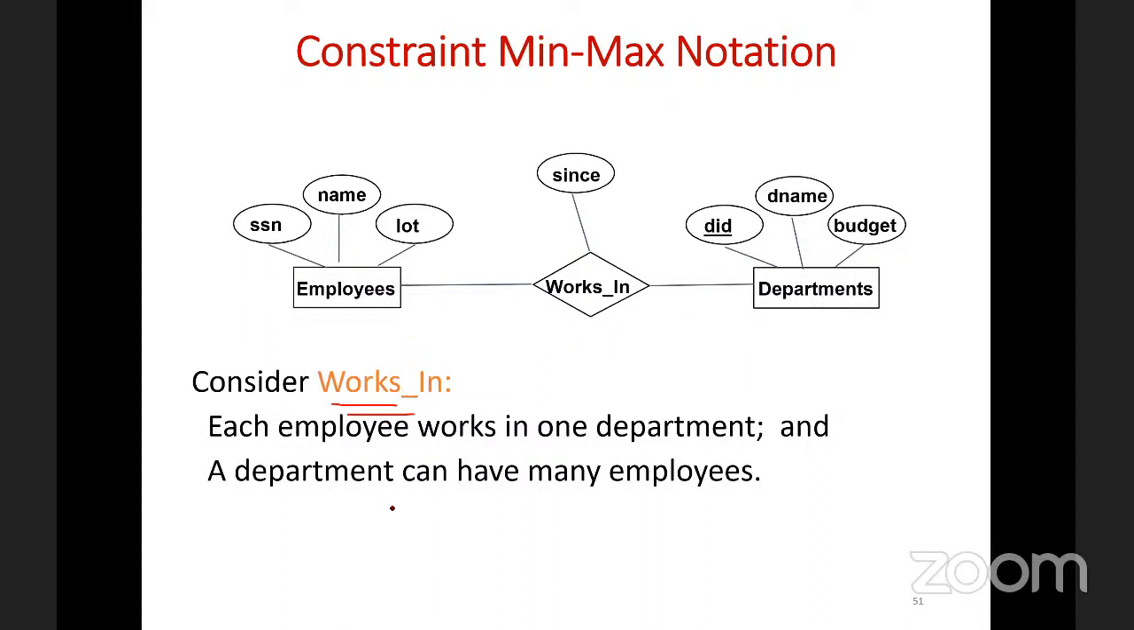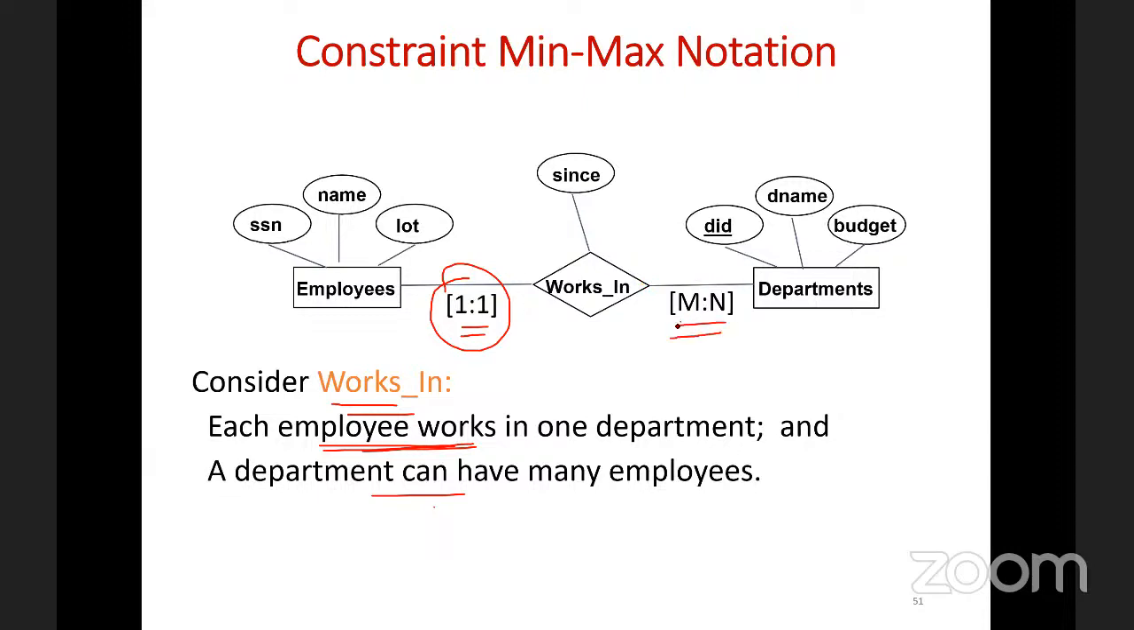So we are saying, okay, each employee works in one department. So what is the minimum there? Minimum an employee works in one department and maximum an employee works in one department, right? But here it says that a department can have many employees, right? So how are we writing here? This 1:1, right? That is minimum there. And here, instead of writing total participation, we are writing M:N.